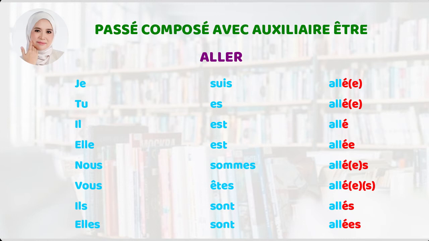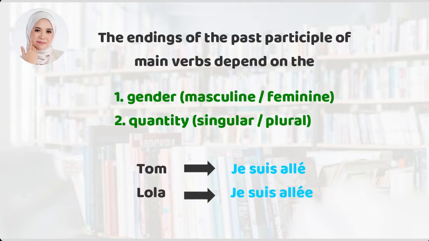The endings of the past participle of passé composé with auxiliary être, again I repeat, only auxiliary être, depend entirely on two things. The first one is the gender of the subject, whether it's masculine or feminine. The second one is quantity or number, whether it is singular or plural, whether it's one person or more than one person. Let's look at what I mean by gender.